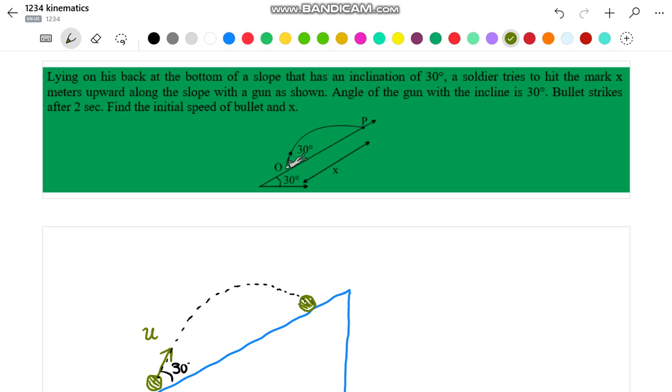So in the question it is given that a person is lying on an incline of angle 30 degree and he now tries to hit the target at point P with the help of a bullet, and he is firing the bullet at an angle of 30 degree with respect to the incline. Now the time taken by the bullet to travel from point O to point P is 2 seconds. Now with the help of this data, we have to find the initial speed of bullet and the value of x. Okay, so now let us solve this problem.